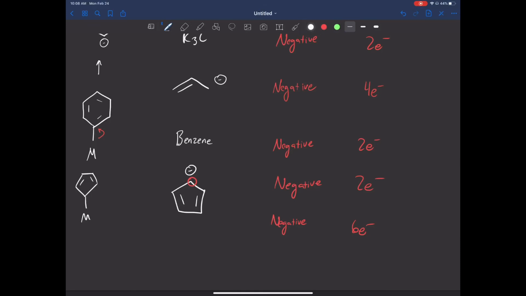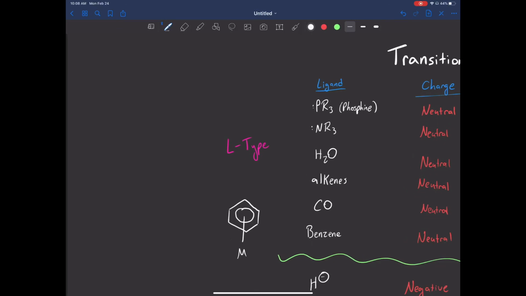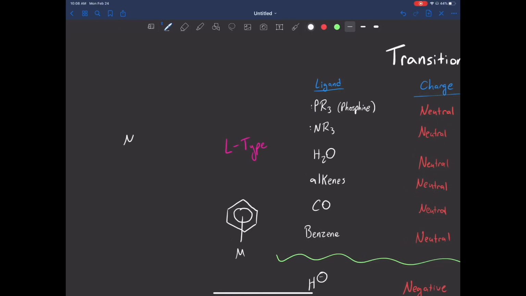Actually, there is one more I will tell you, just because I didn't have it here and I realized it. It's alkenes, right? So you guys will see alkenes, something that looks like this. All right, so these are going to be neutral, and they're going to contribute 2 electrons.